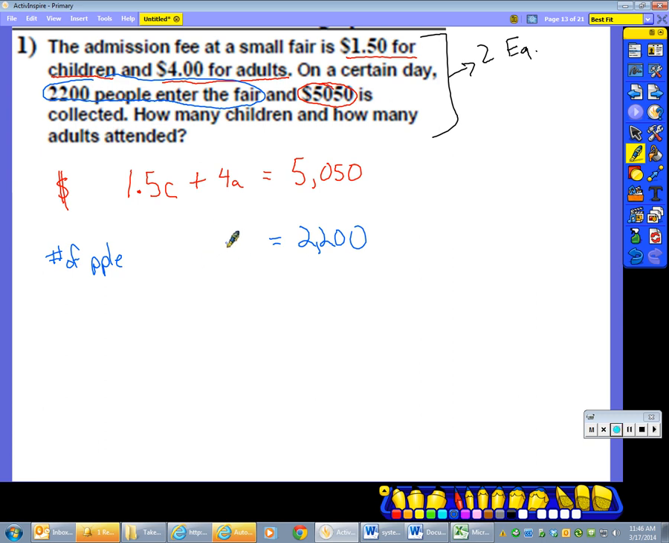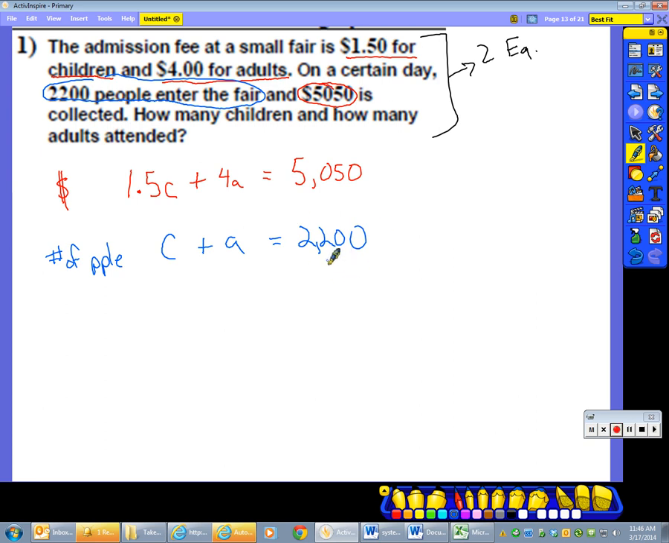So you've got to use critical thinking skills here, because you're saying, well, wait a second. Who's in this fair? Okay, people are in this fair. Well, what kind of people are there? Well, there are only two types of people that they're telling us about. The number of children plus the number of adults is going to equal all 2,200 people.